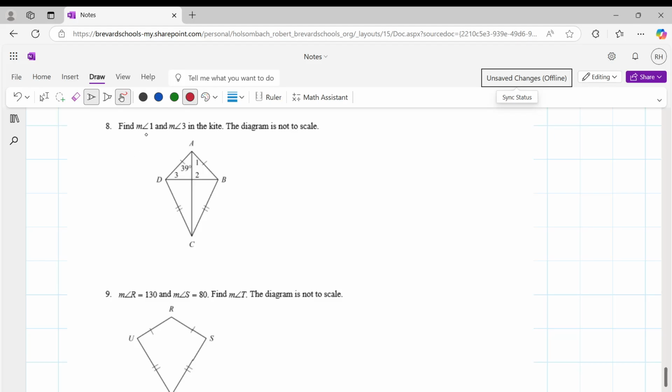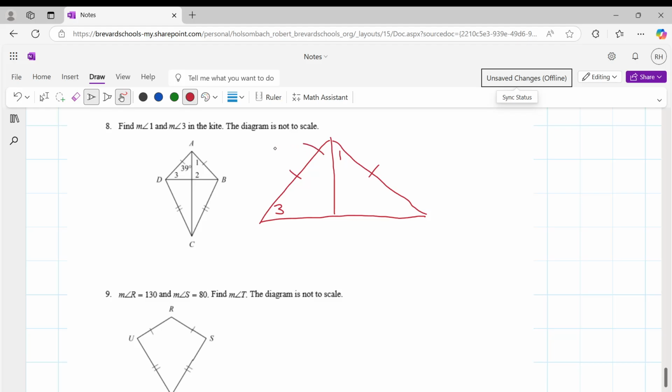Number 8. Find the measure of angle 1 and the measure of angle 3 in the kite. The diagram is not to scale. Remember, in a kite, the diagonals are perpendicular. So I'm going to draw the top portion of this kite and make it bigger. These two pieces are congruent. They're asking for angles 1 and 3.